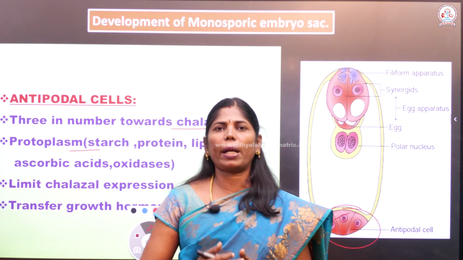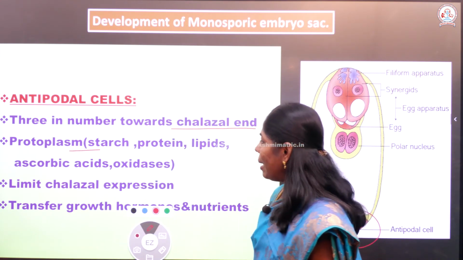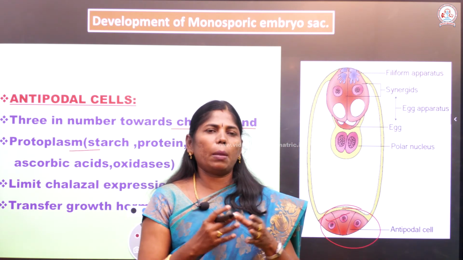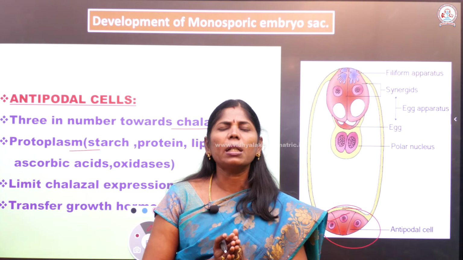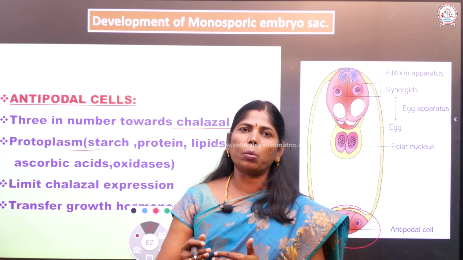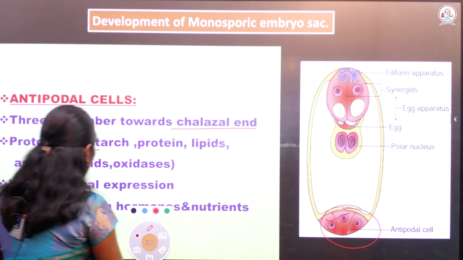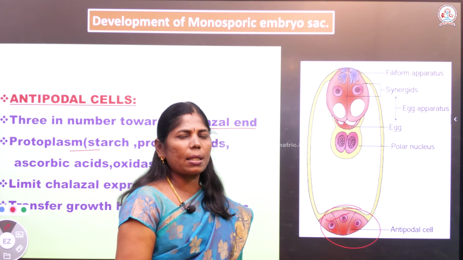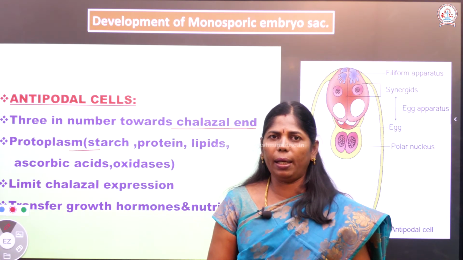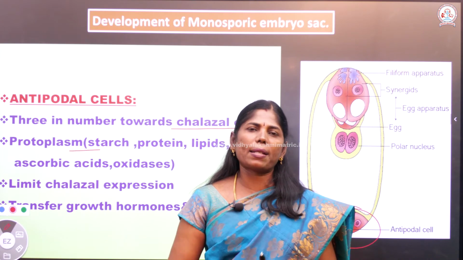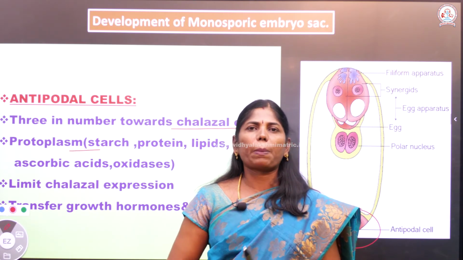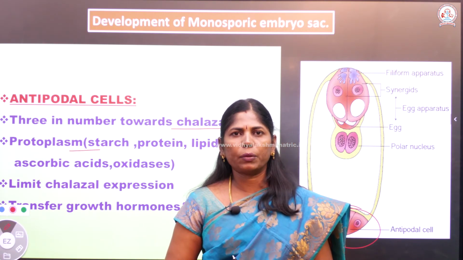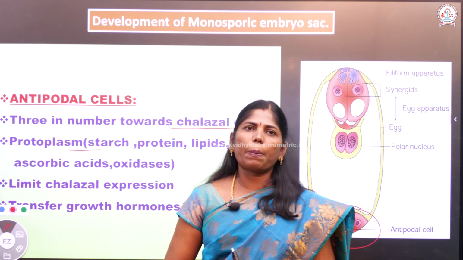So what is the function of antipodal cells? The antipodal cells limit the chalazal expression. சலாசா உடைய அந்த expression வந்து limit பண்ணக்கூடியது antipodal cells. Not only that, they transfer the growth hormones and the nutrients. What are the growth hormones in plants? That is auxin, gibberellin, cytokinin. அந்த growth hormone-ஐயும் அது transfer பண்ணுது, nutrition-உம் supply பண்ணுது. So that is everything for the development of the embryo sac.